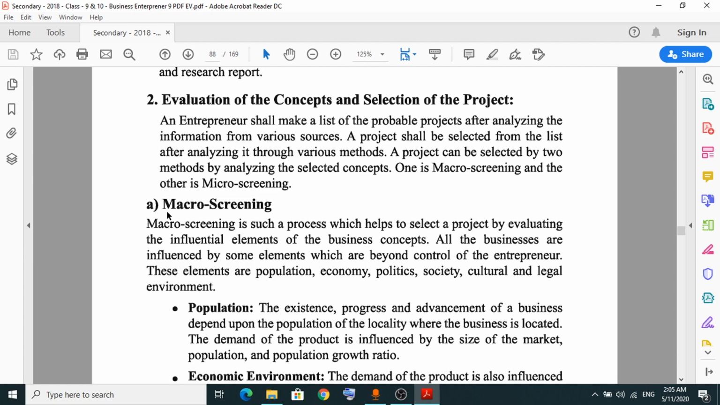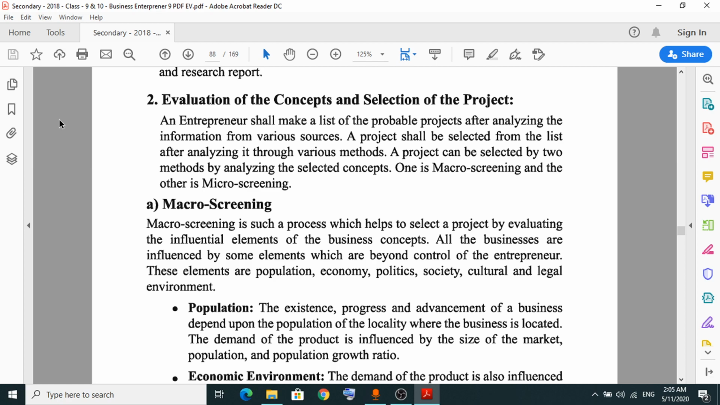This is the most important thing of this chapter. You can find several very important items in this topic: macro screening and micro screening. You will get a question based on macro screening or micro screening. One question you will face in your board exam, and I hope you will answer it properly, because if you can answer it properly, you will get the highest mark, or maybe the full mark. So this is important.